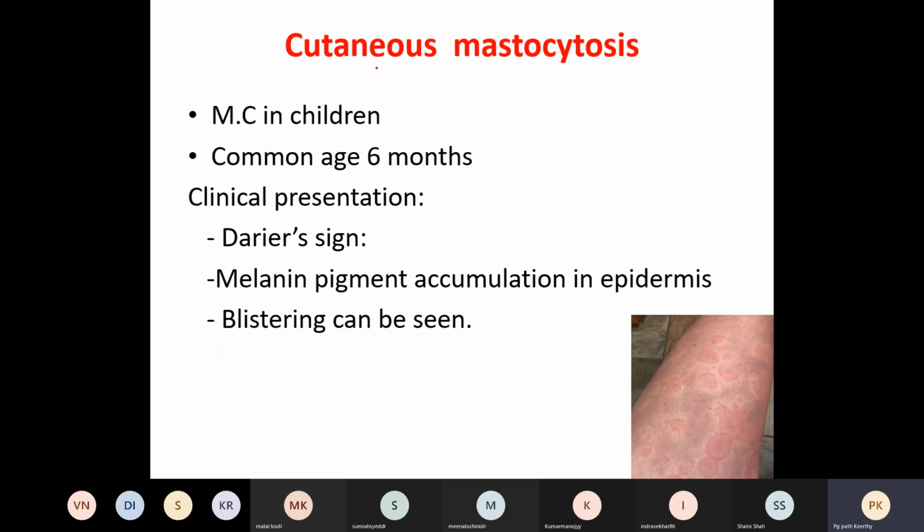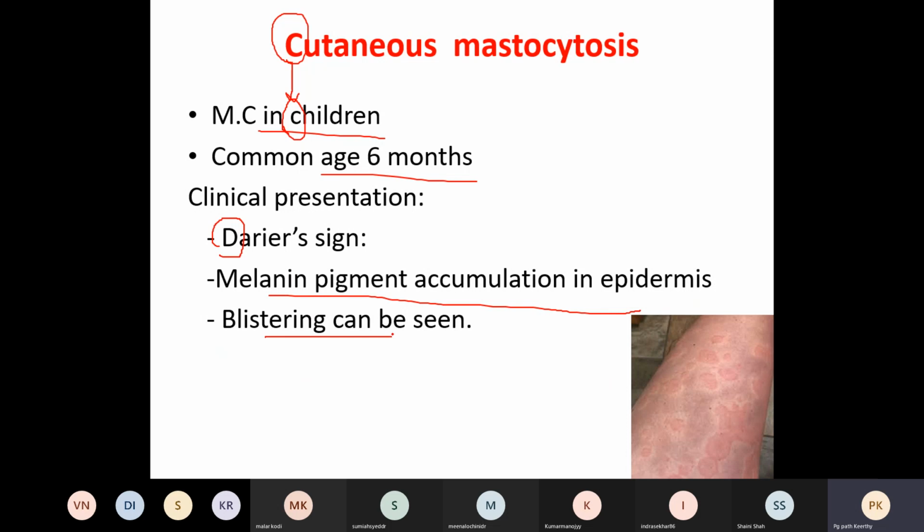So cutaneous mastocytosis is most common in children. Remember C: cutaneous and children. So C stands for C. And the most common age is 6 months. So how do they present? They present with Darier sign, melanin pigment accumulation in the epidermis, and blistering can be seen.